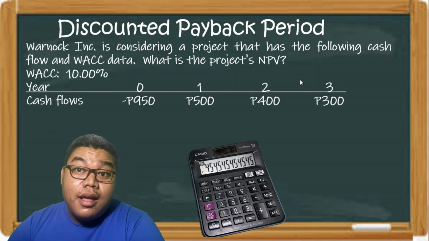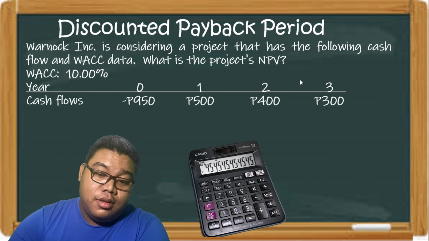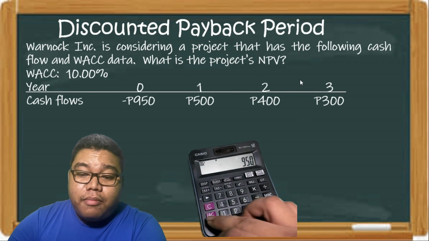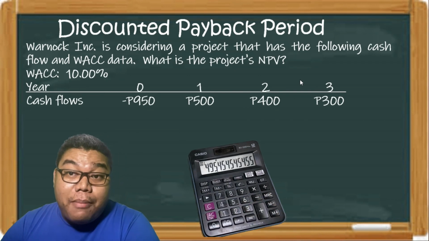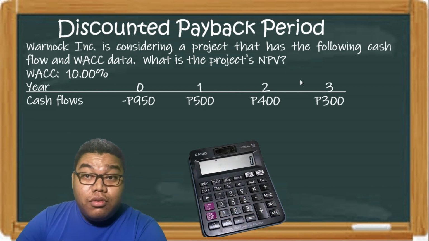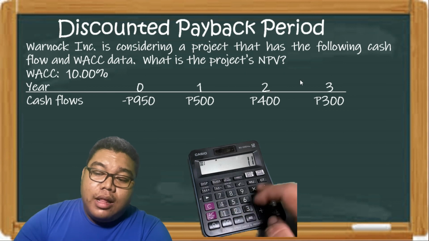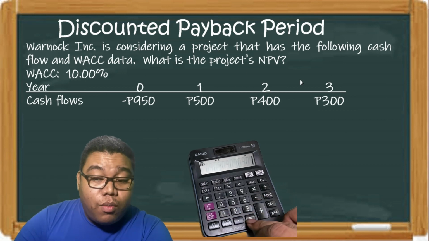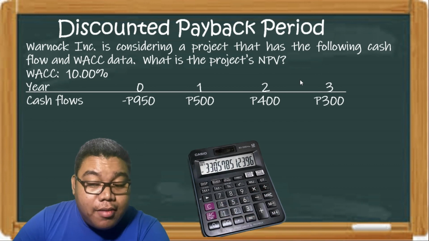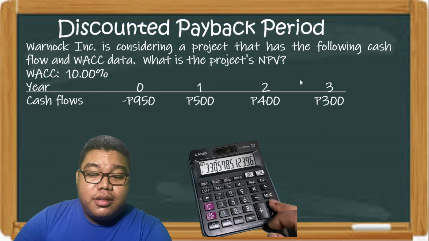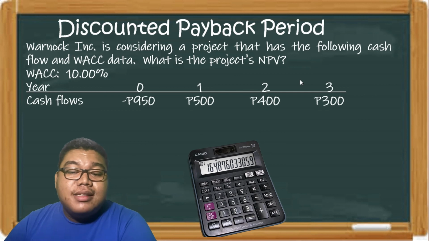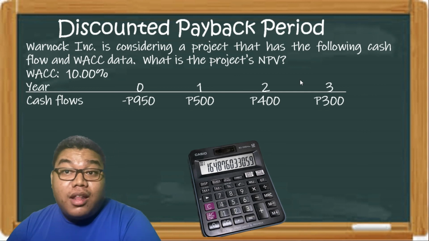So let us press memory minus. Then we would have 950, memory plus, and then you would get memory recall. That is the remaining amount that you need to recover. So at year 2, we have 1.1 raised to negative 2 times 400. We have 330.57. Let's key in memory minus. Then if you would click memory recall, you still have 164.87 to recover.